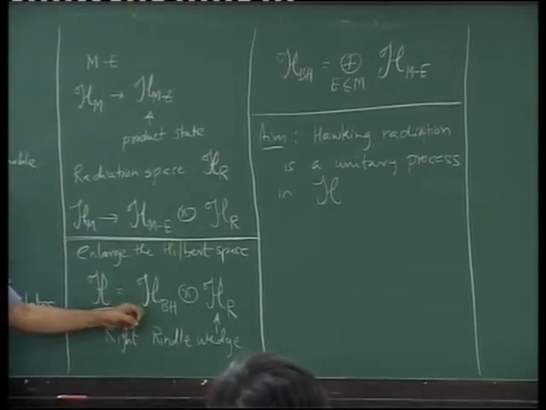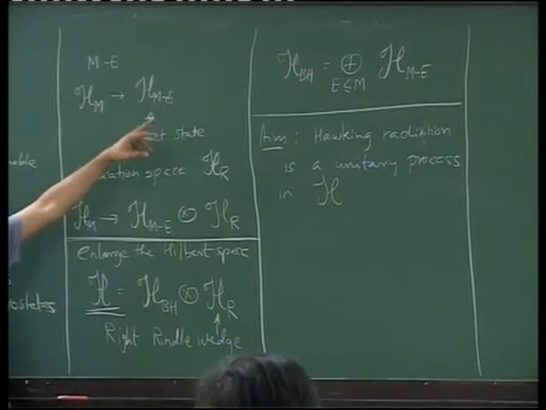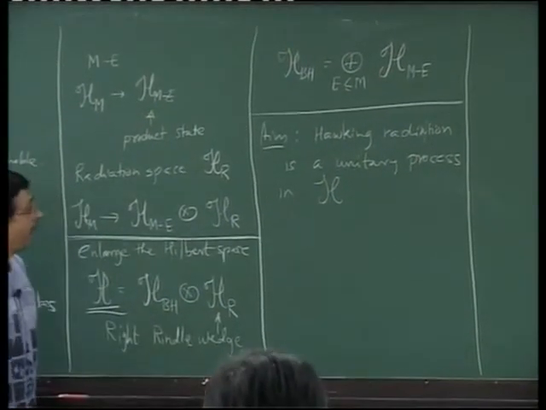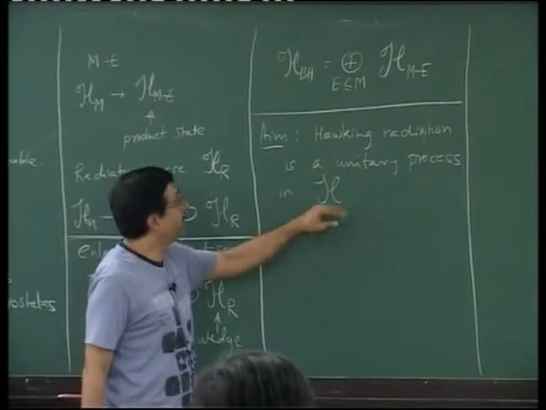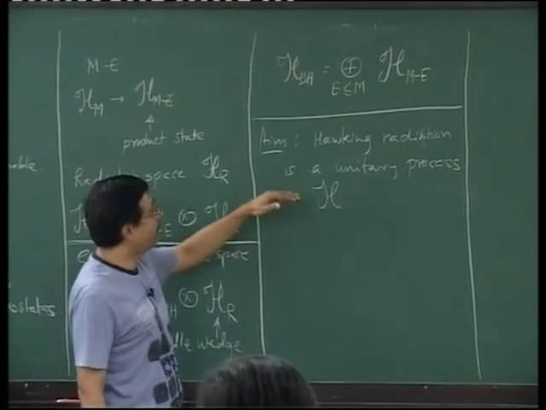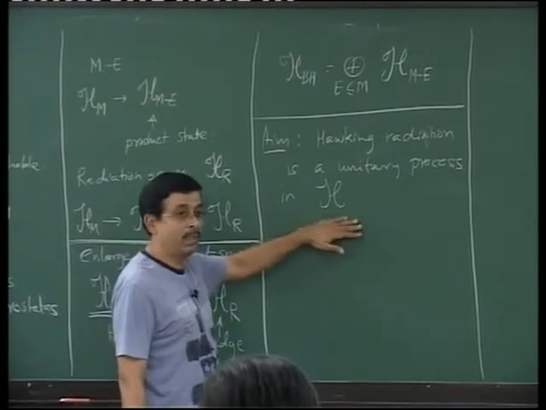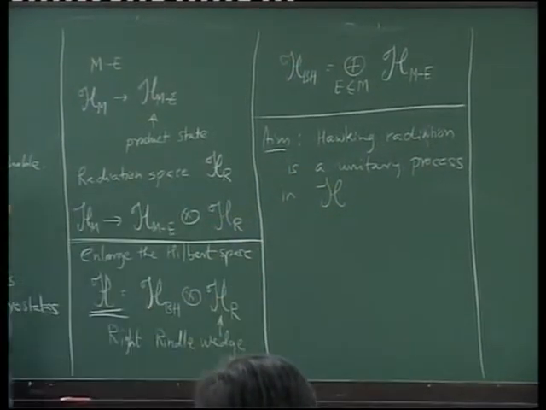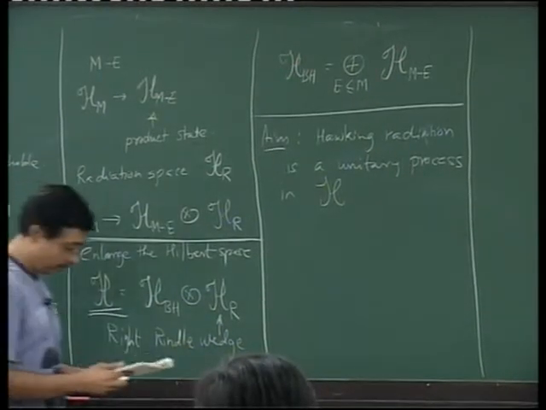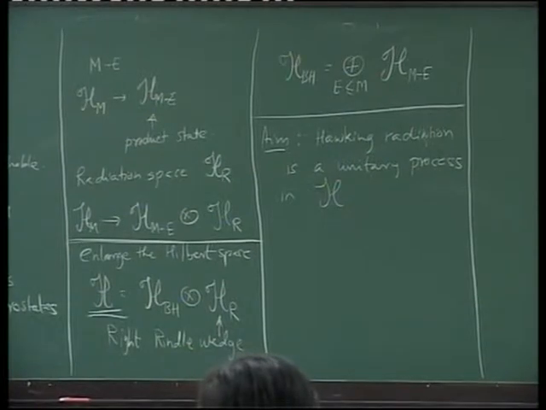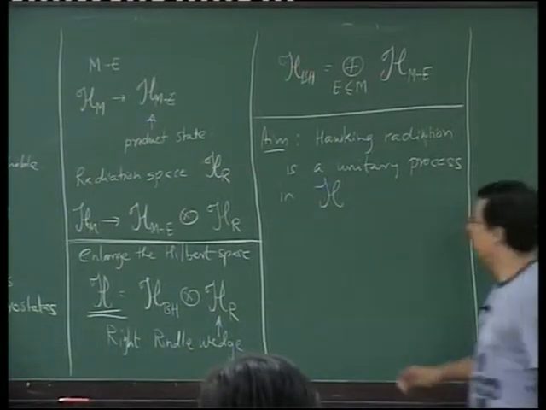So this is the direct sum of all these eternal black hole states tensored with the radiation. And when I say unitary process, I mean that one is thinking of a Hamiltonian evolution of the system in this Hilbert space, which is unitary. Okay, that is what one wants to do. Is it fine?